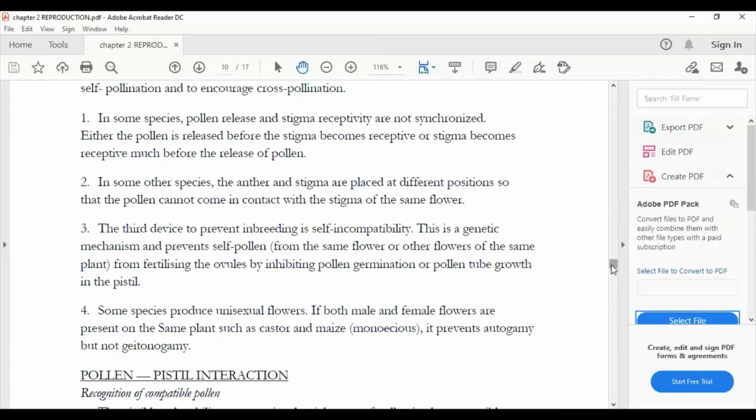The first outbreeding device is where the pollen and stigma receptors are not synchronized. The second outbreeding device is because of its position. The third outbreeding device is because of self-incompatibility. And fourth is very common because it is a unisexual flower.